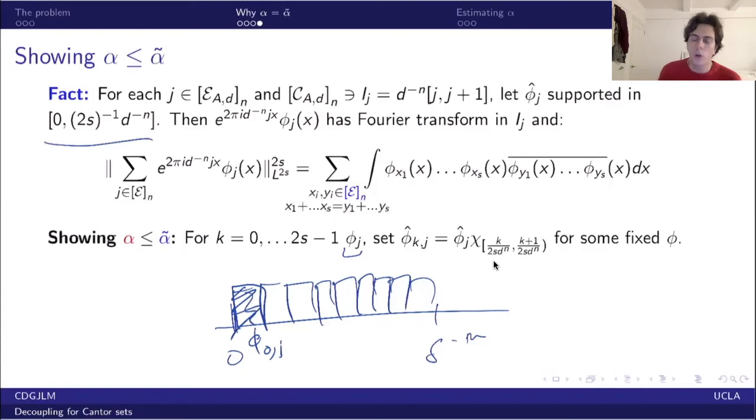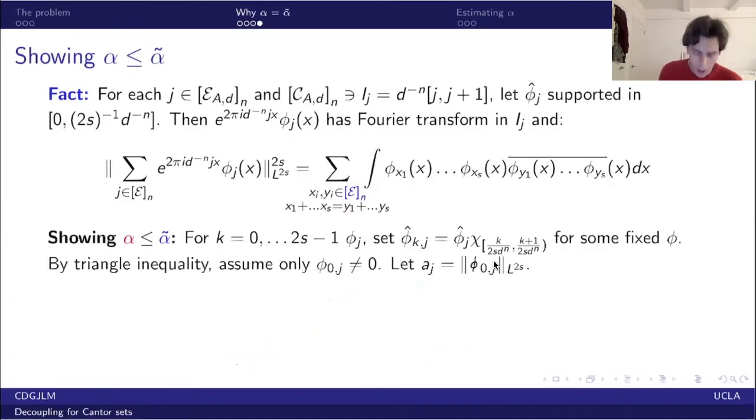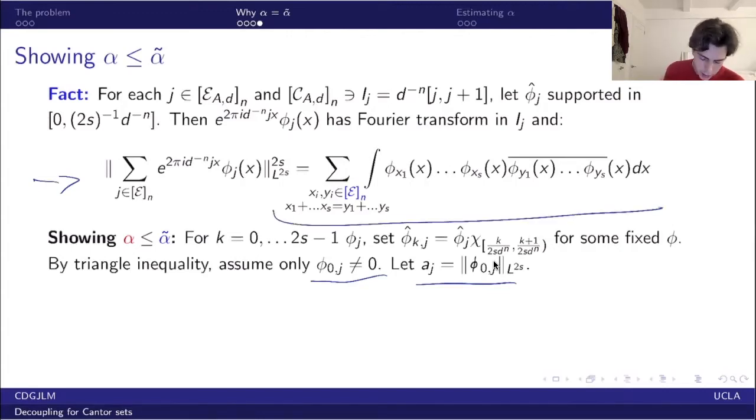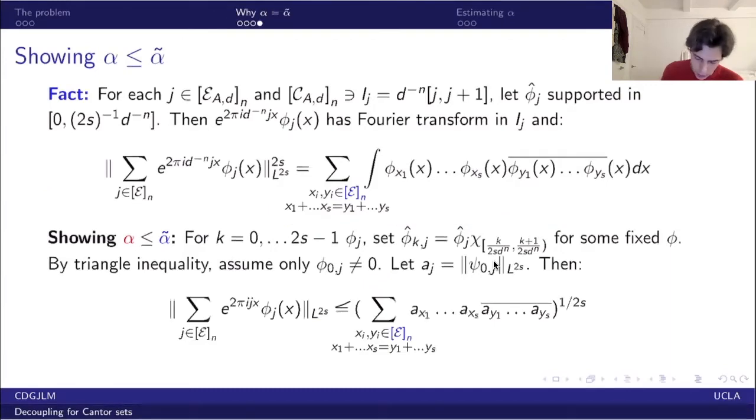And by summing all of them, you will gather an extra factor 2s, but you can afford to lose such a factor. So we're going to assume that only phi 0,j is not equal to 0, and that therefore we are in the situation where this holds. And in order to relate to the previous result, we'll say that the norm of phi j is equal to a_j. Now it's just substituting everything and using Holder's inequality here. So we'll just copy this same equation and use Holder on the right-hand side. By Holder, since we control the L2s norm of each of those, we can write an inequality like this.